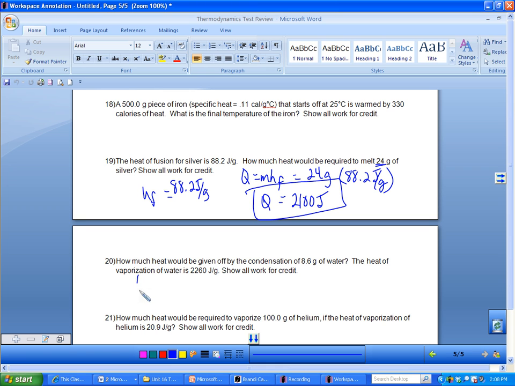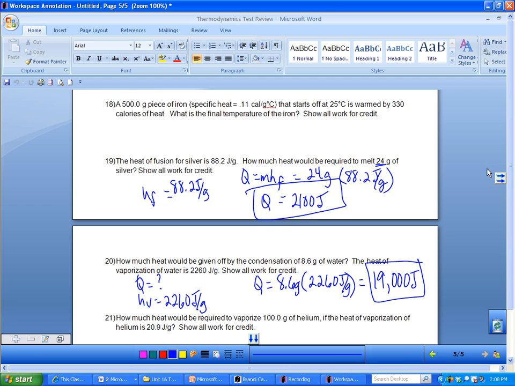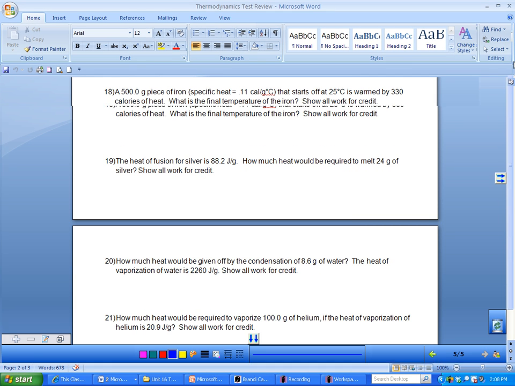Number 20 says how much heat would be given off, so I'm looking for Q. My heat of vaporization is 2260 joules per gram for water, and I have 8.6 grams, so Q is going to be my 8.6 grams times 2260 joules for every gram. When I did that multiplication, I got an answer that was 19,436, but I only had two significant digits, so it should have been 19,000 joules. All right, move that and get on with the rest of this. We don't have much left to go.